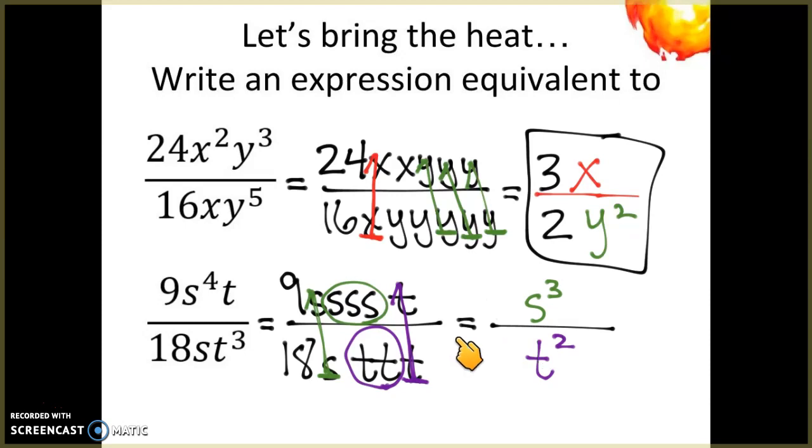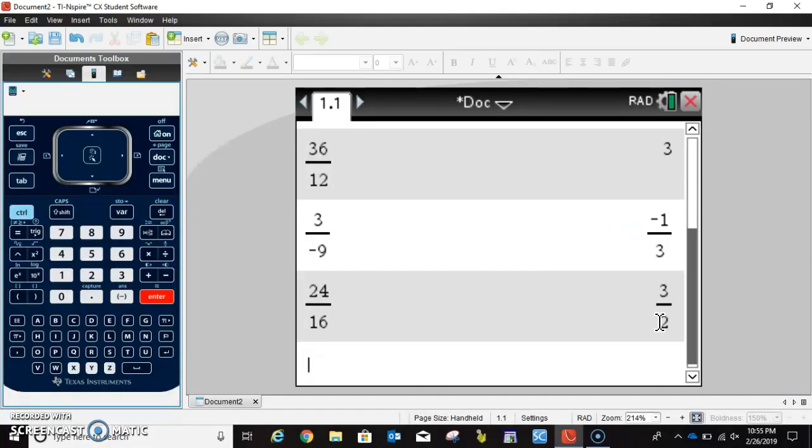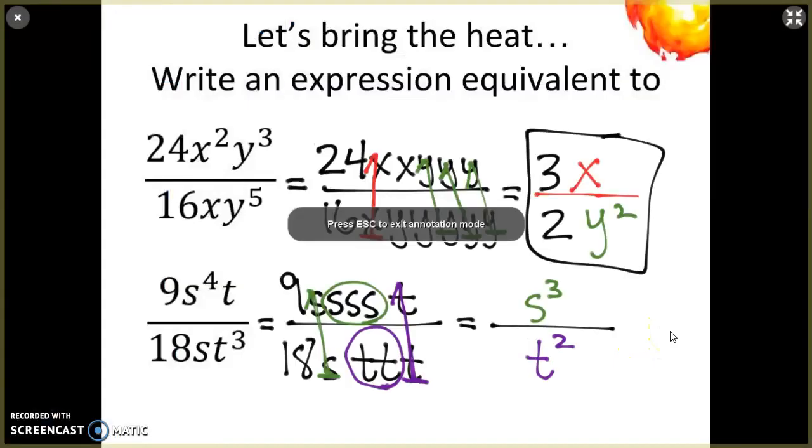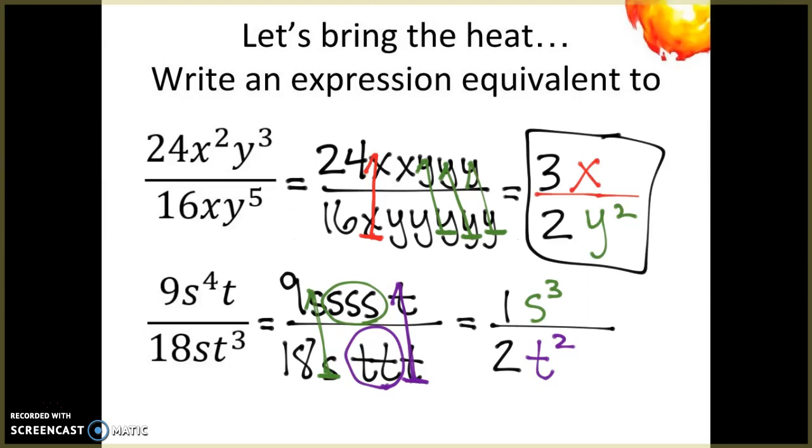Now we're not finished because I have to take care of my coefficients here, my 9 divided by 18. And so if you're not sure what that is, go to your calculator and do 9 divided by 18. And we get 1/2. So if I go back to my problem here, this is going to be 1/2. And so this answer is equivalent to this answer here.